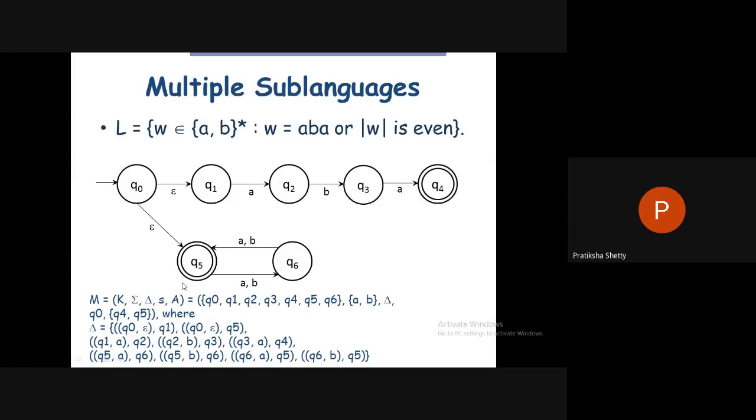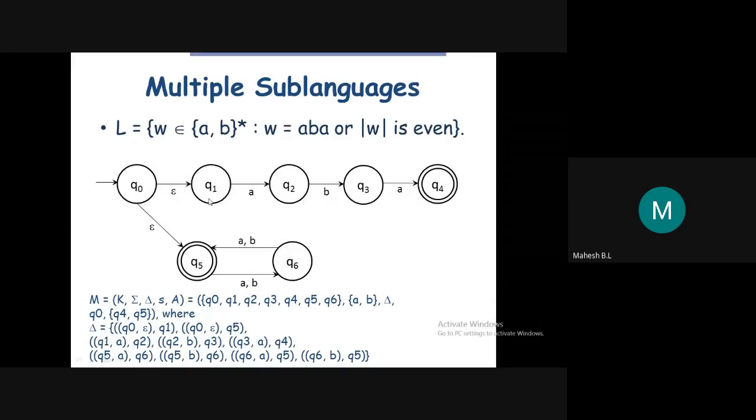What's your doubt in this? If A comma B is an odd number, then it goes to Q6, sir. See, in Q5 you have not read anything. Let me give an example: AB. Whether AB belongs to the language. Yes, AB, because it's of even length. See, for AB you can follow this path also.